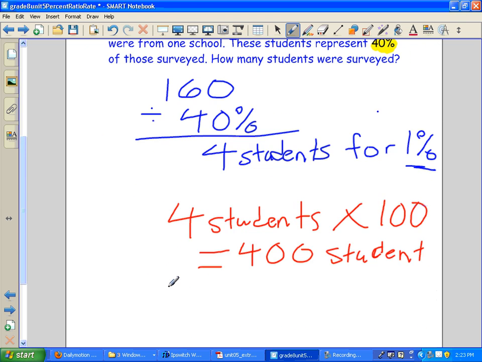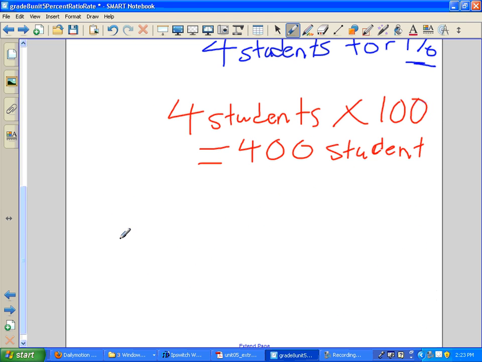Okay, so one of the formulas you might see sometimes will be the number divided by the percent, and then of course you times it by 100 to get your total 100%. So whatever the number is, divide it by the percentage and times it by 100.